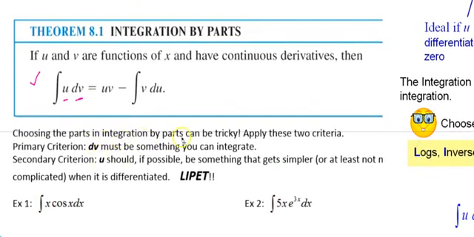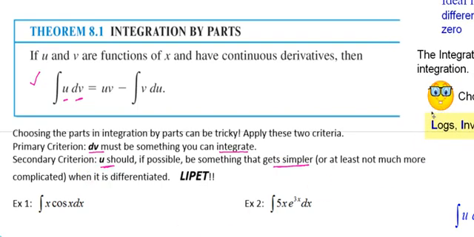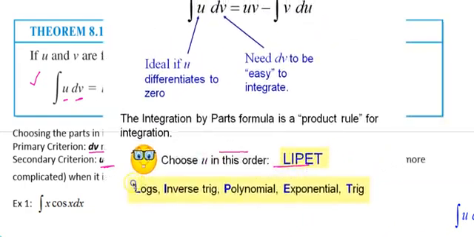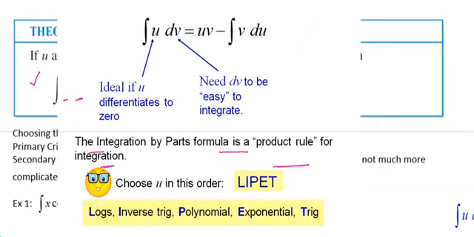Choosing parts in integration by parts can be tricky, so use these two criteria. The primary criterion is that dv must be something easy to integrate, and u should be the one that gets simpler and simpler, which means u is easily reducible. It can be reduced or easily rewritten, and is usually not very complicated. Now we have this acronym here, LIPET. You will need to write it down in your packet. What does LIPET stand for? I'm just going to show you here. Write this down in your notes, please.